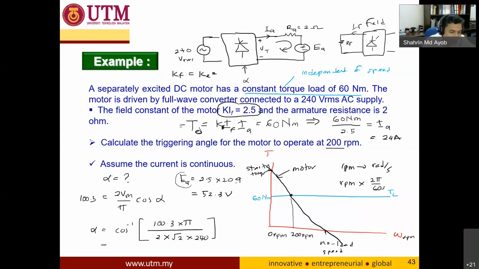Make sure that your calculator is in degree mode. Because if you set your calculator in radian mode, then you get a problem. So I got cos alpha equals 0.464. From here, I can get my angle alpha is 62.3 degrees.